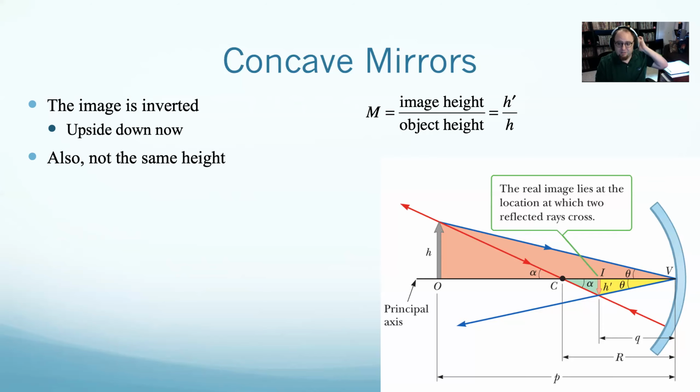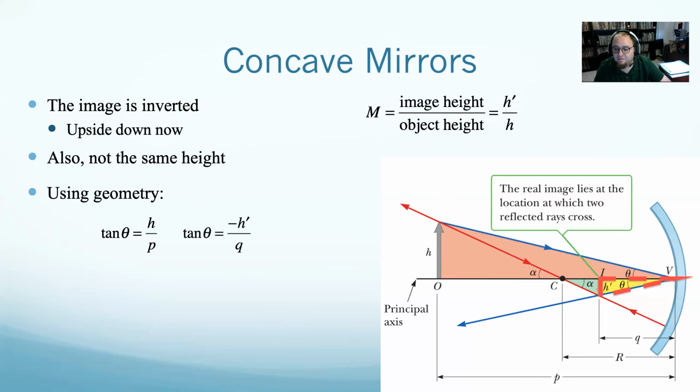Now, there's a bunch of equations to simplify all this. But to get to the equations, we're going to have to do some crazy geometry. And so I'm going to talk about a few different triangles. My first one is going to be this triangle right here. The tangent of that angle, SOHCAHTOA, tangent, opposite over adjacent, is h over p. But that's the same as this triangle right here. And the same idea, the tangent of that angle is negative h prime over q. I'm saying it's negative because it's down.